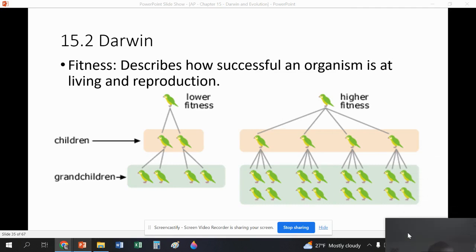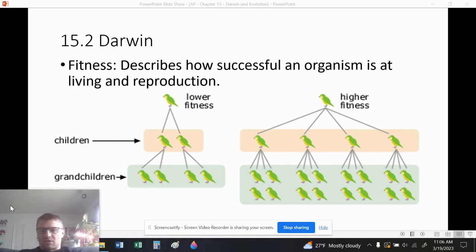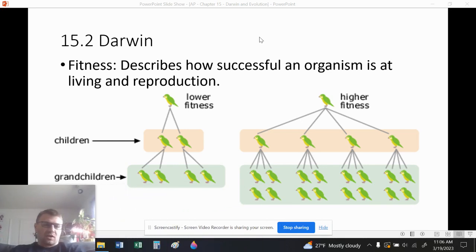One more note here, fitness. I'm going to use this term a lot in the next few days to weeks. Fitness, not the fitness that you're thinking of with how strong somebody is, but this describes how successful an organism is at living and reproducing. You can see the lower fitness bird here only has two offspring. The higher fitness bird has more offspring. So to have a high fitness, you have to both survive and reproduce more. Lower fitness, you're not surviving as much, you're not reproducing as much. So when we talk about fitness, we're talking about living and reproducing.